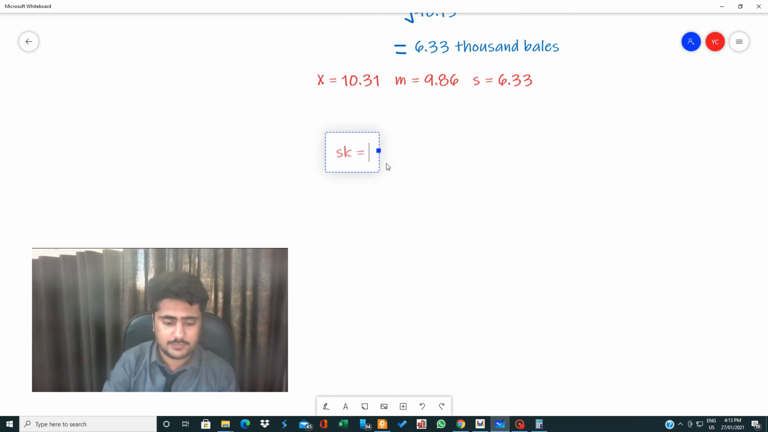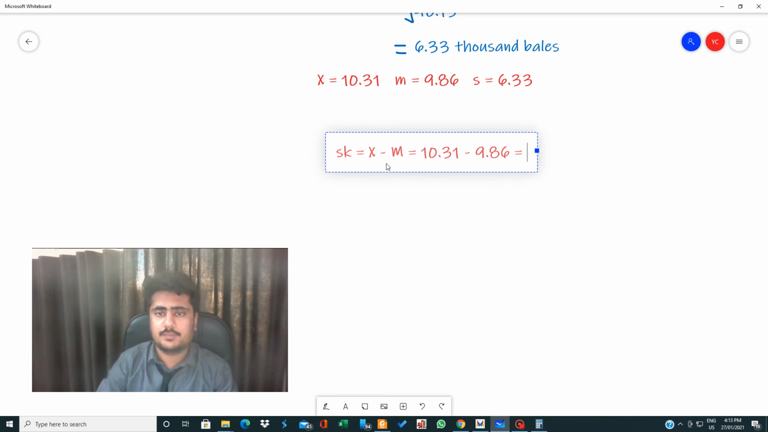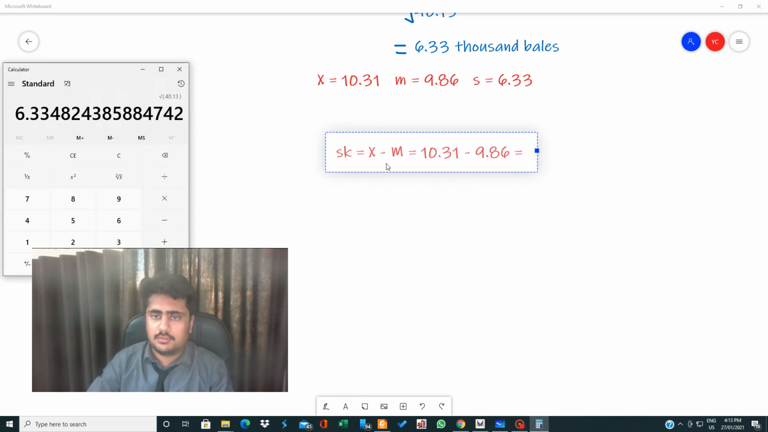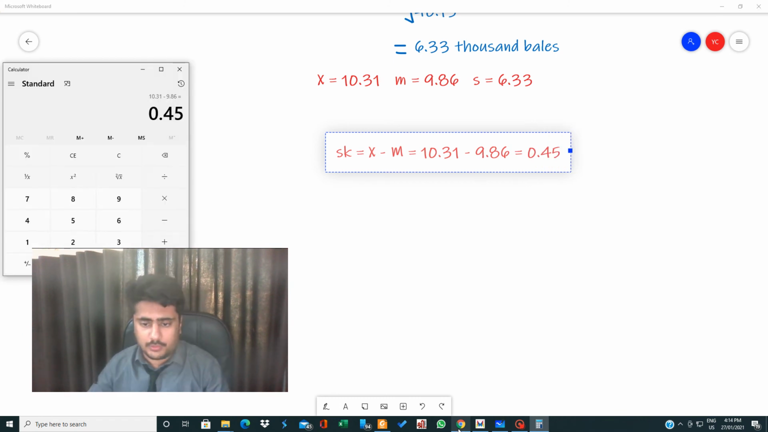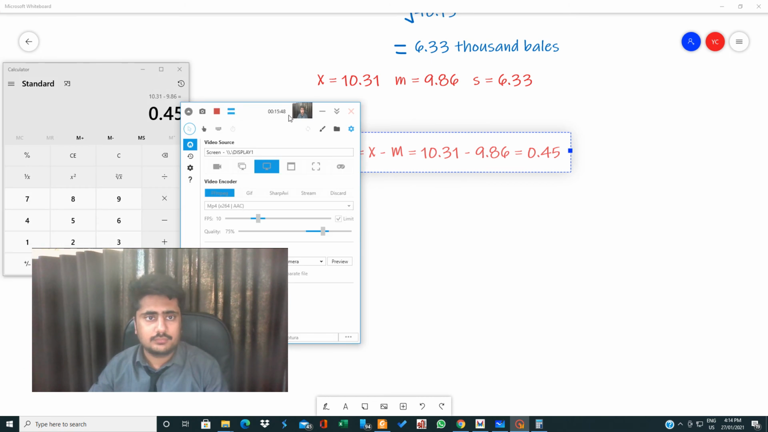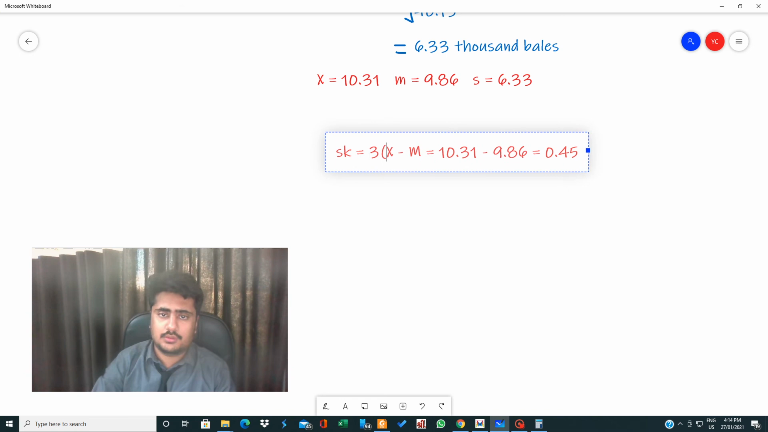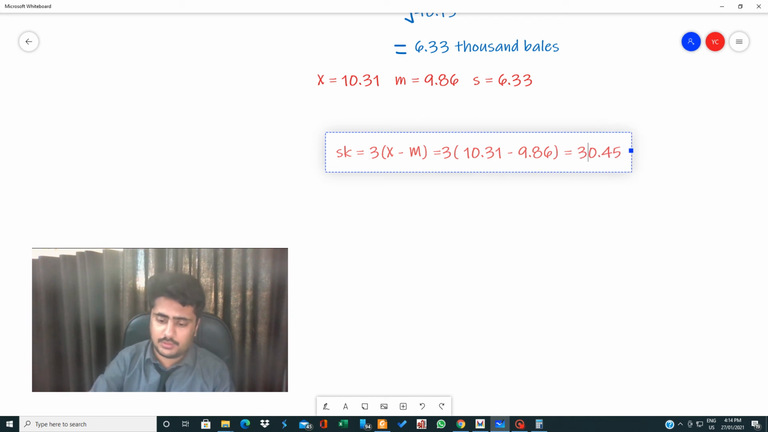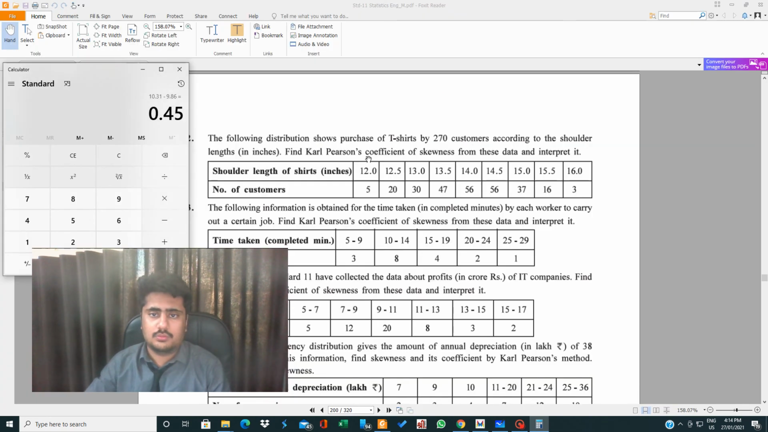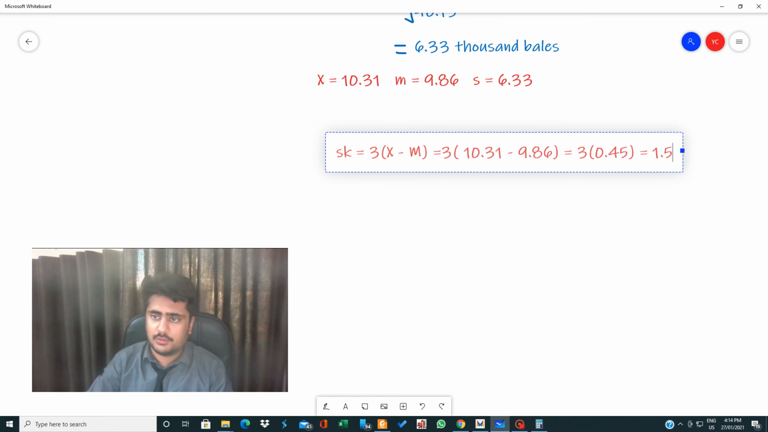Skewness is 3 into mean minus median. So this is 3 into 10.31 minus 9.86. 10.31 minus 9.86 is 0.45. This is 3 into 0.45, which is 1.35.